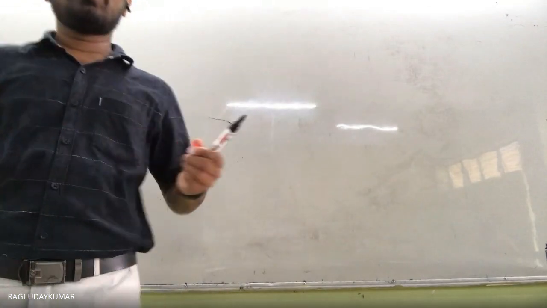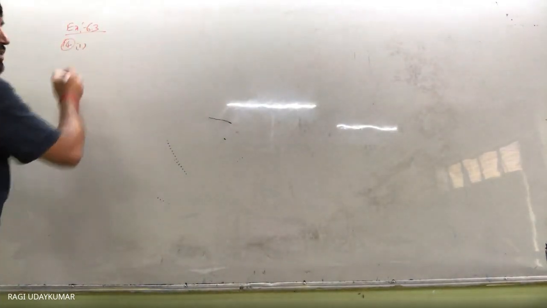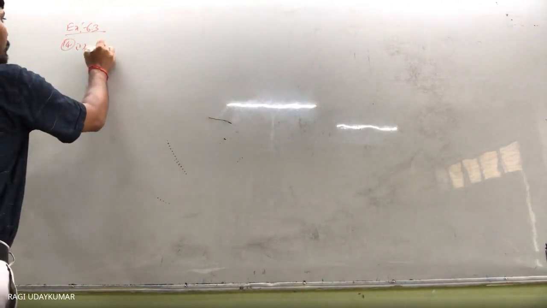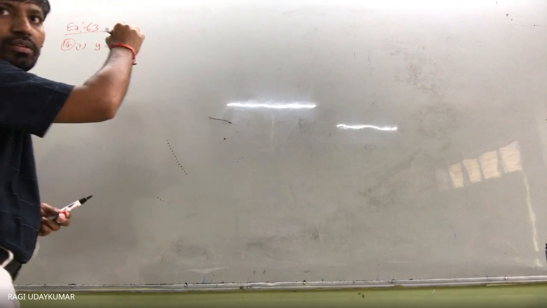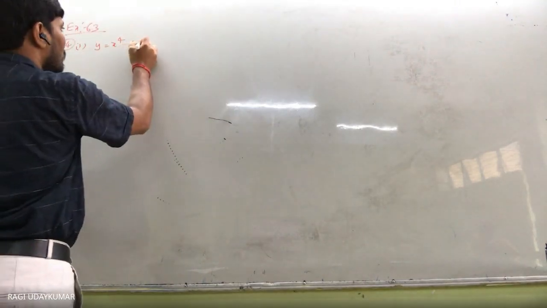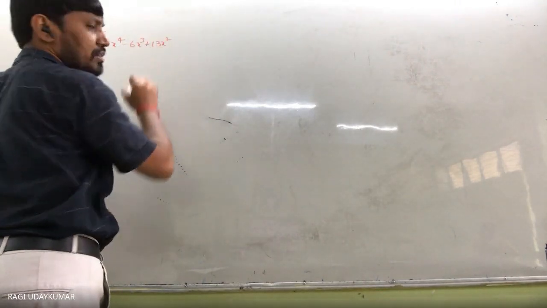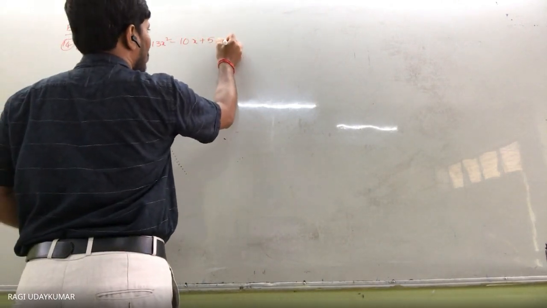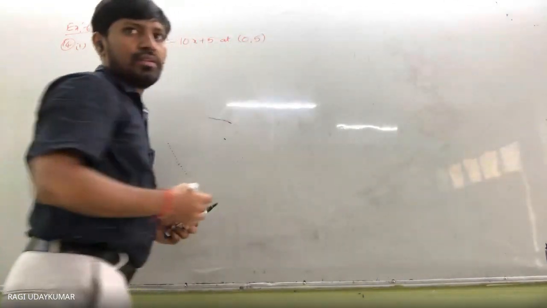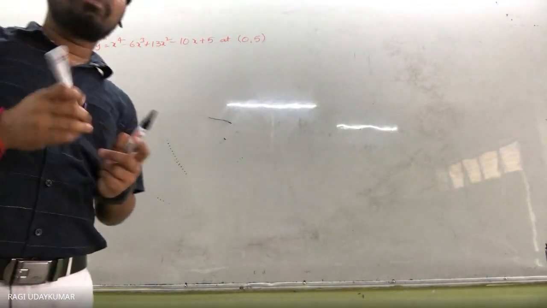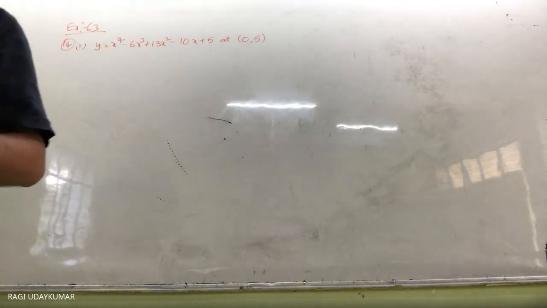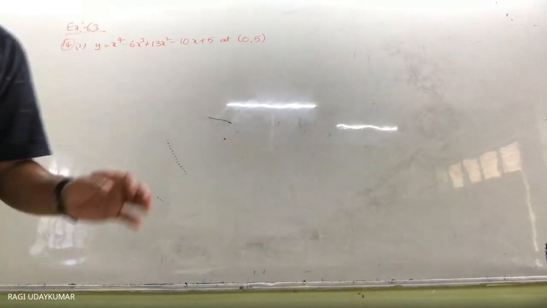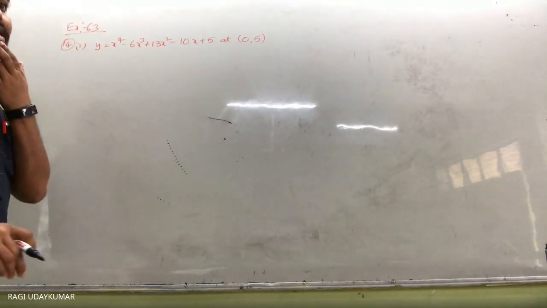The equation is given to you. The first problem is here. It is given that y is equal to x power 4 minus 6x cube plus 13x square minus 10x plus 5 at the point (0, 5). At this particular point, you need to find the equation of the normal and the equation of the tangent.